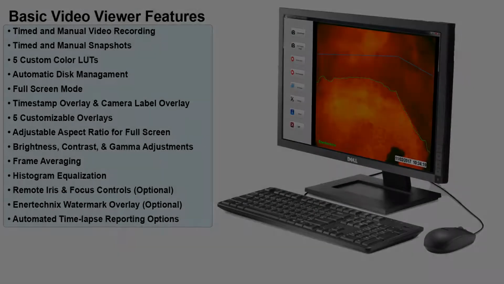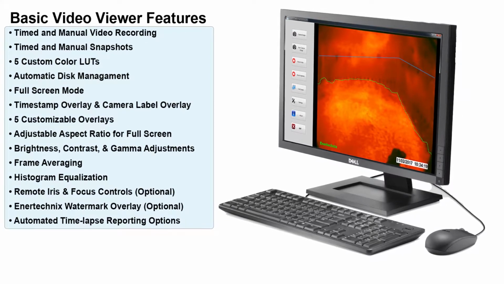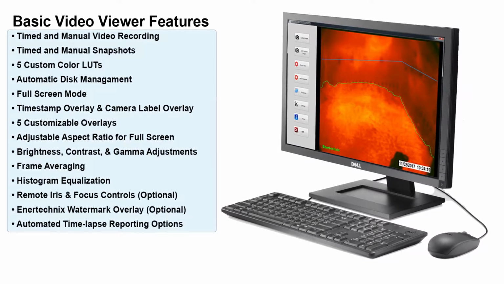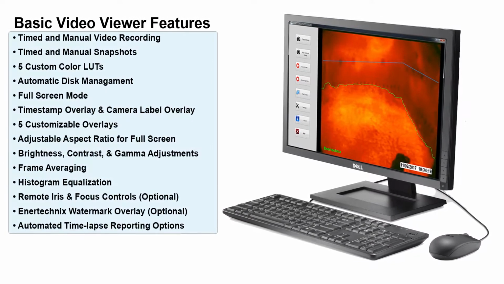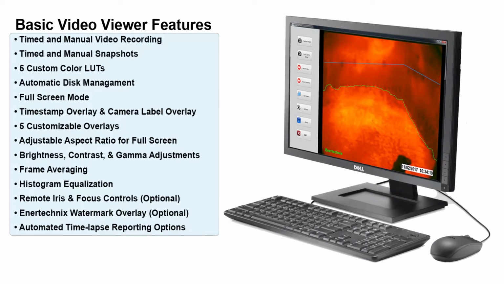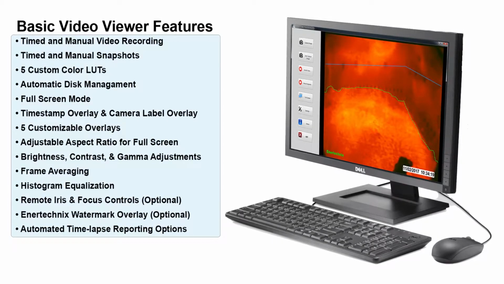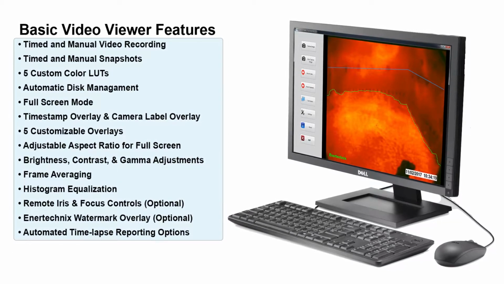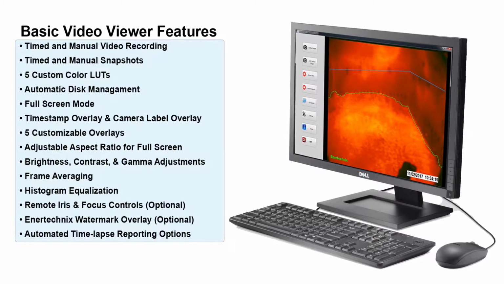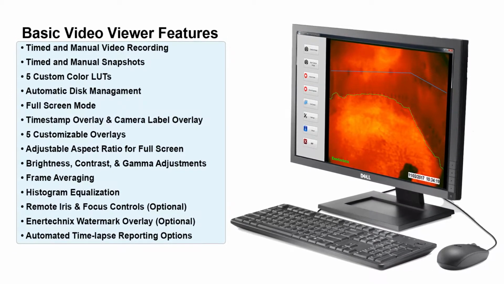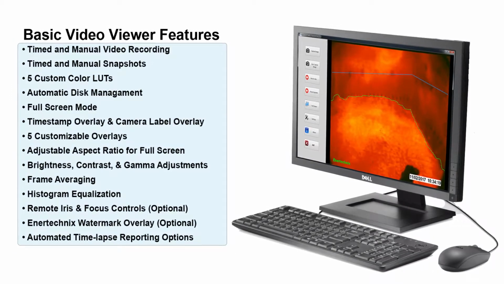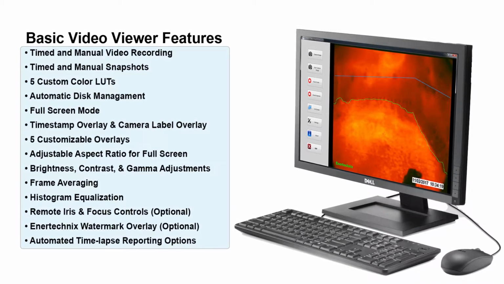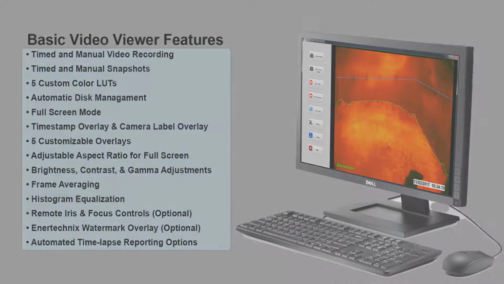Specifically, we're going to be talking about the basic video viewer version option of the software, which is ideal for video streaming and recording. Some of the features found in the software are timed and manual video recording, timed and manual snapshots, 5 custom color lookup tables, automatic disk management, full screen mode, time-lapse overlay and camera label overlays, 5 customizable overlays, adjustable aspect ratio for full screen mode, brightness, contrast, and gamma adjustments, frame averaging, histogram equalization, optional remote iris and focus controls, an optional Technics watermark overlay, and automated time-lapse reporting options.